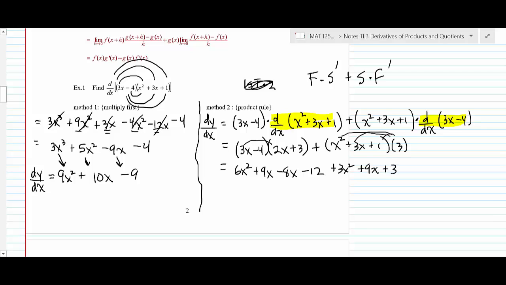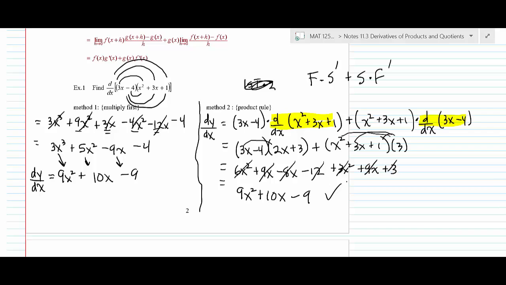So that's algebra, okay? The derivative was, the calculus is just the derivative rule. Okay, let's see if we get the same answer. So like terms, 6x squared plus 3x squared is 9x squared, okay? The x's go together. So that would be 1x plus 9x is 10x, and then negative 12 plus 3, minus 9. Which way is easier? First way. That's usually the way it is, okay?